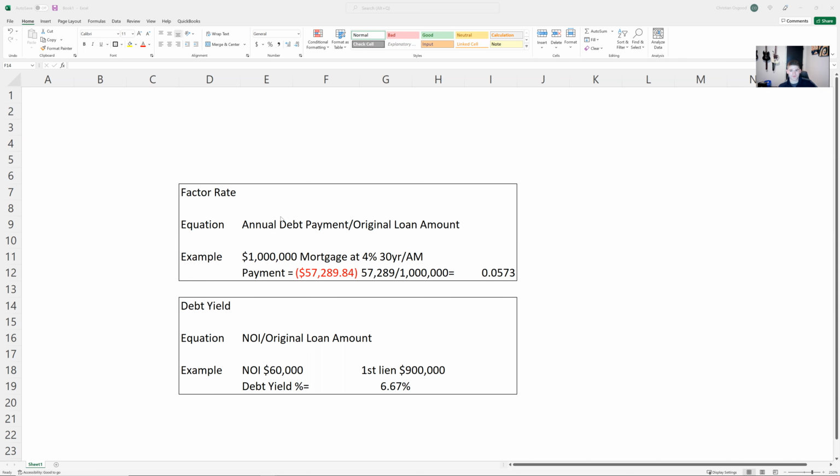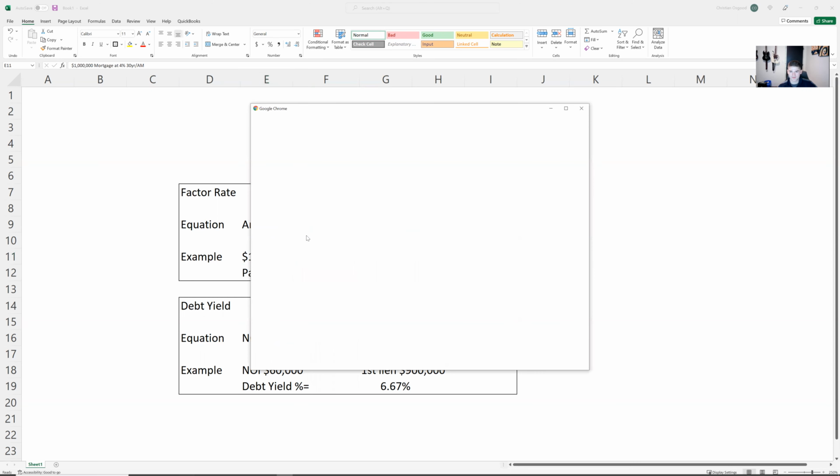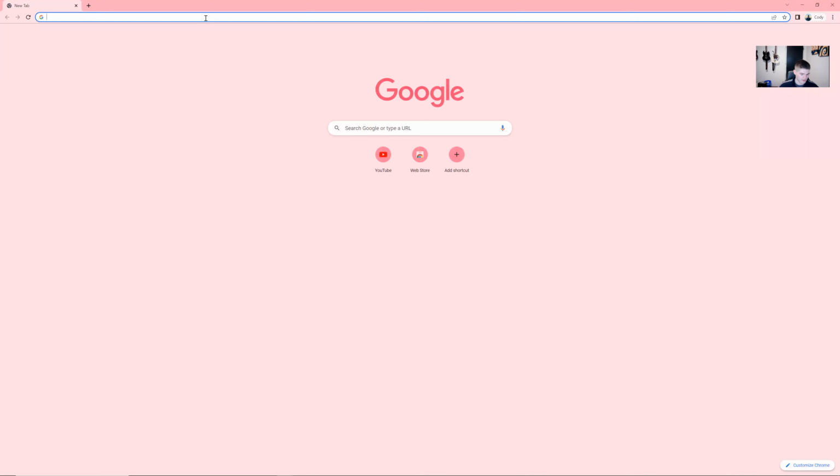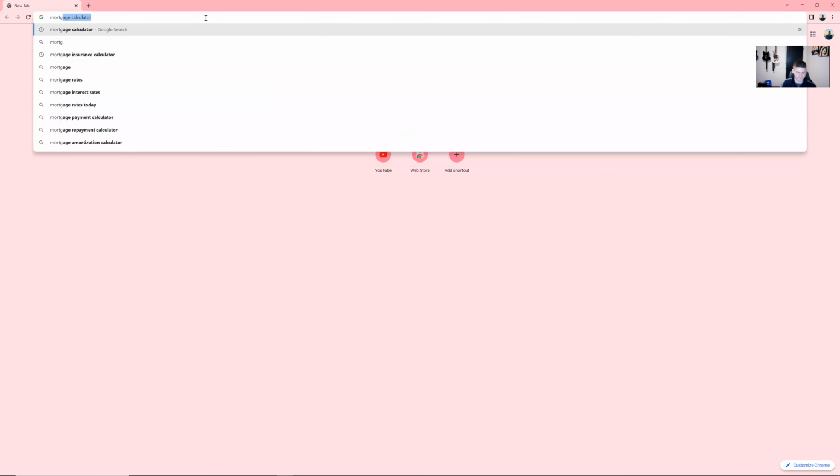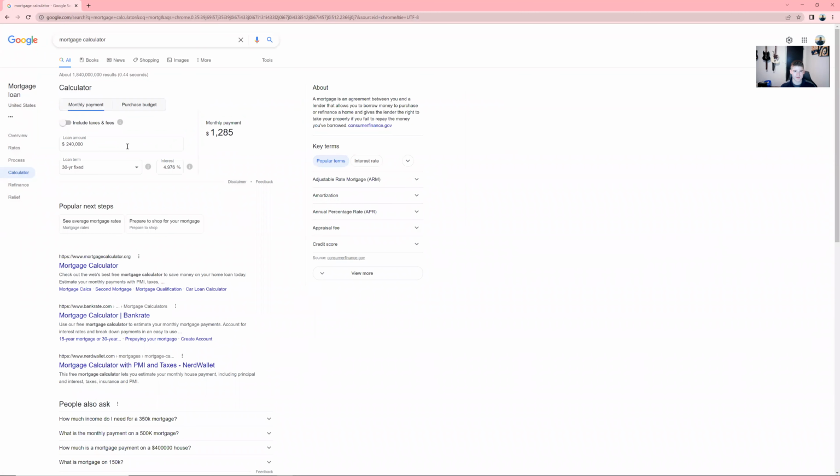Now, in this case, the equation is annual debt payments divided by the original loan amount. That's it. It is a very simple equation. And so in this case, we've got a $1 million mortgage at 4% interest on a 30-year amortization schedule. If we just go on to our best friend Google here and look up a mortgage calculator, see if the Google one pops up, and we do $1 million on a loan at 4%, our monthly payment is $4,774.